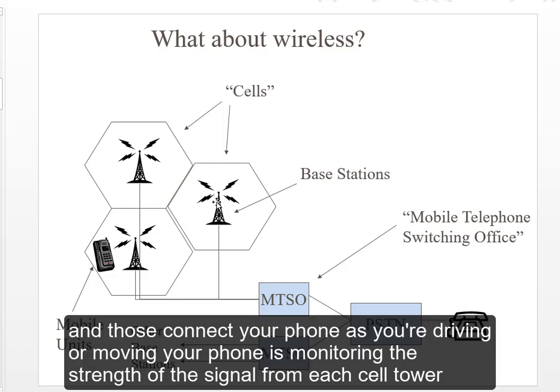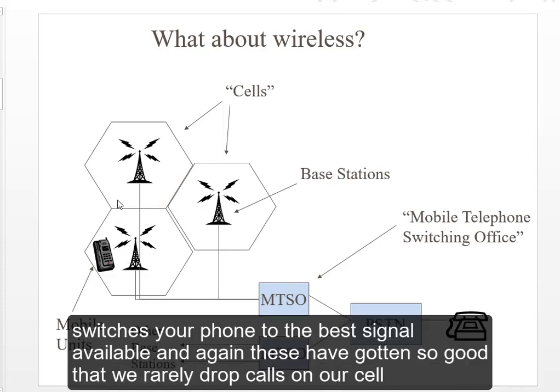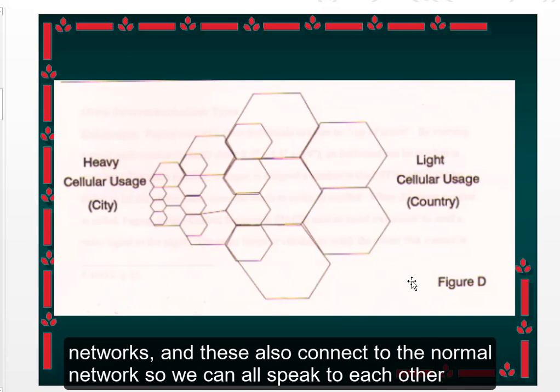And those connect your phone. As you're driving or moving, your phone is monitoring the strength of the signal from each cell tower. And the software in here switches your phone to the best signal available. And again, these have gotten so good that we rarely drop calls on our cell networks. And these also connect to the normal network so we can all speak to each other.